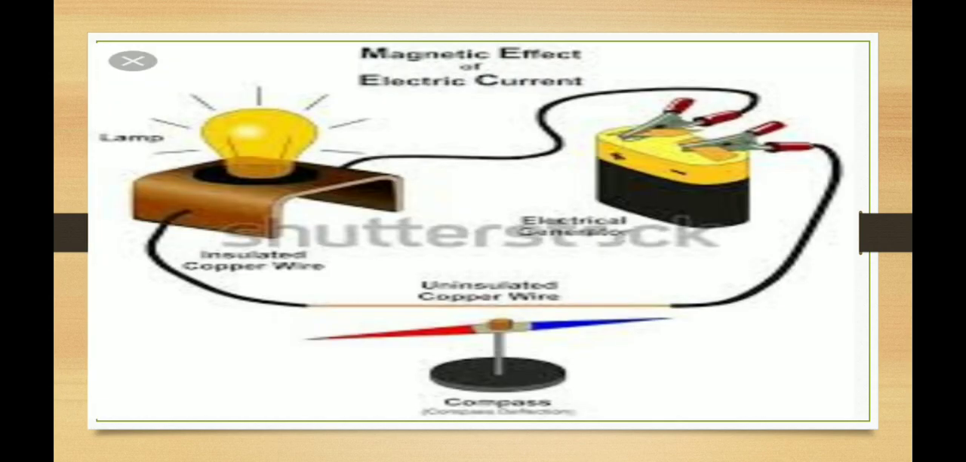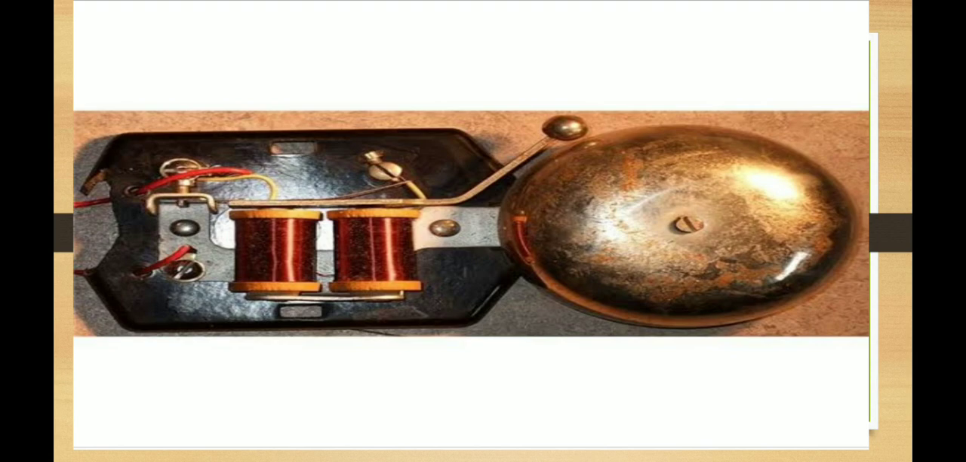You can see here in the picture there is a bulb, a battery and a compass needle. When the switch is on, the current flows through the conductor, and when current starts flowing through the conductor, the compass starts showing deflection. When the compass shows a deflection, there is a magnetic field around the compass. So this shows that electric current can produce a magnetic field. This phenomenon we call the magnetic effect of electric current. The electric bell works on the principle of the magnetic effect of electric current.